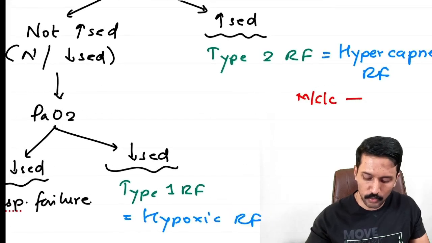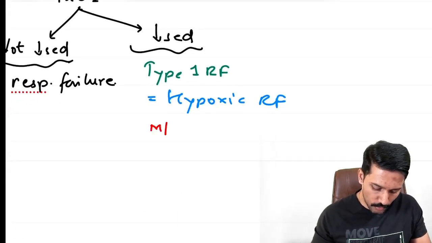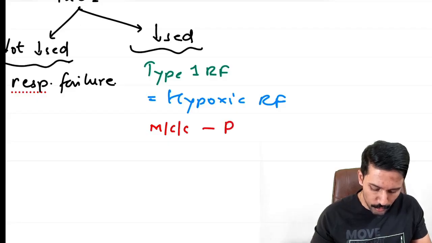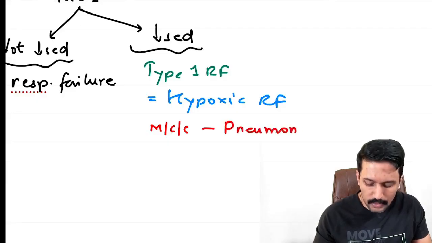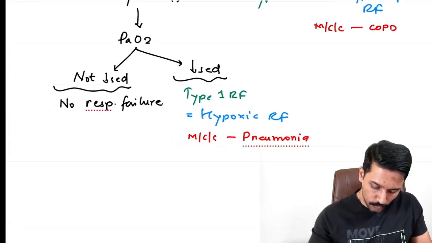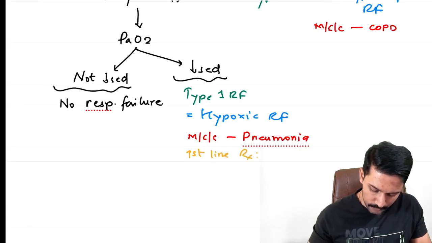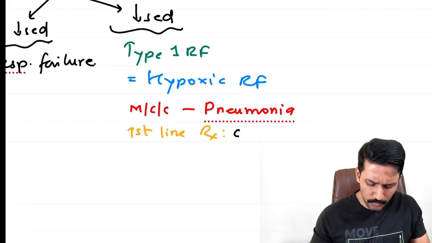Now MCQ wise they will ask you what is the most common cause for type 2 respiratory failure. The most common cause for type 2 respiratory failure is COPD. The most common cause for type 1 respiratory failure is pneumonia. Then they will ask you what is the first line treatment for type 1 respiratory failure. Low oxygen. So what is going to be the first line treatment?